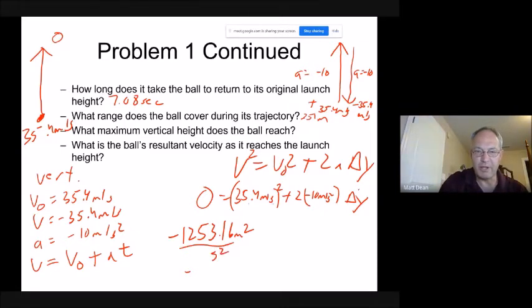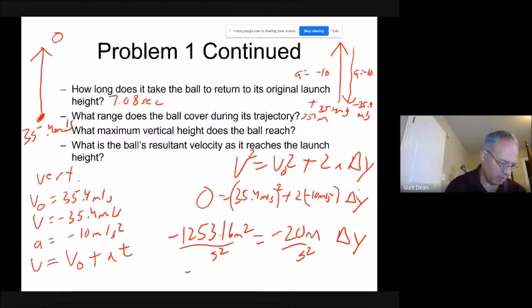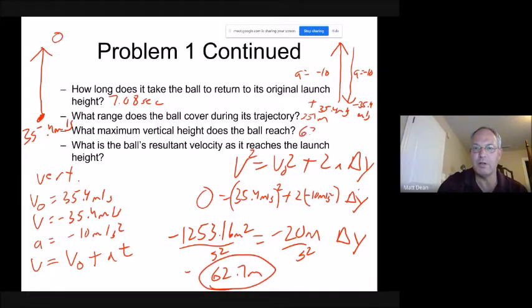So this is my 35.4 squared, and I just moved it to the other side by subtracting it. And that's equal to negative 20, 2 times negative 10 times delta y. So I needed to divide both sides by negative 20. And I end up with a delta y here of about 62.7 meters, positive 62.7 meters. That's the maximum vertical height.